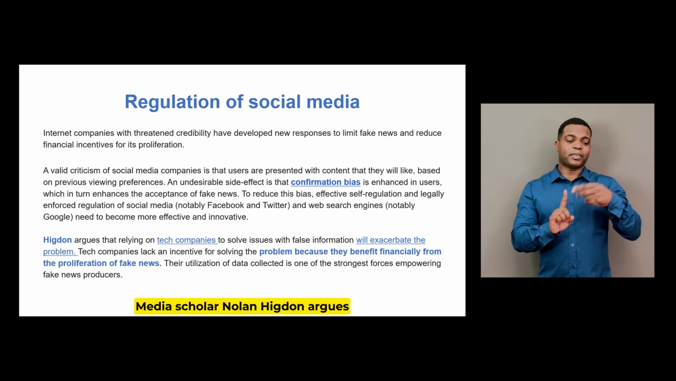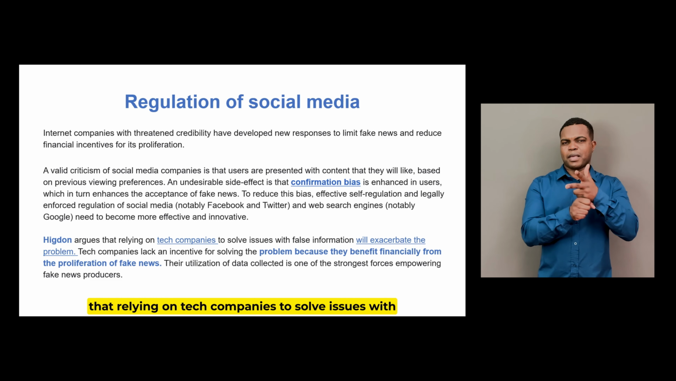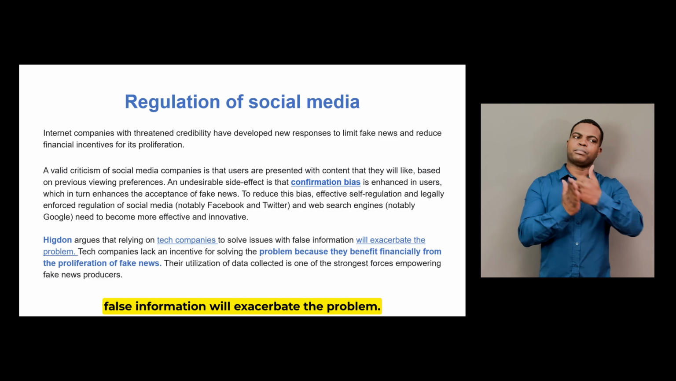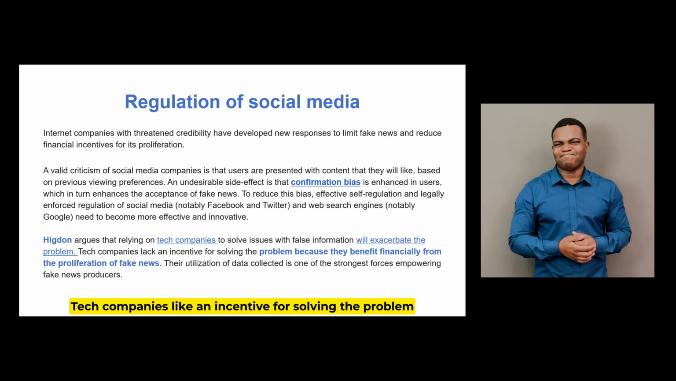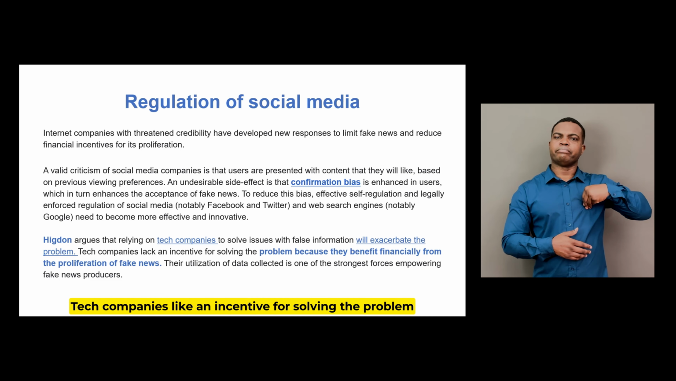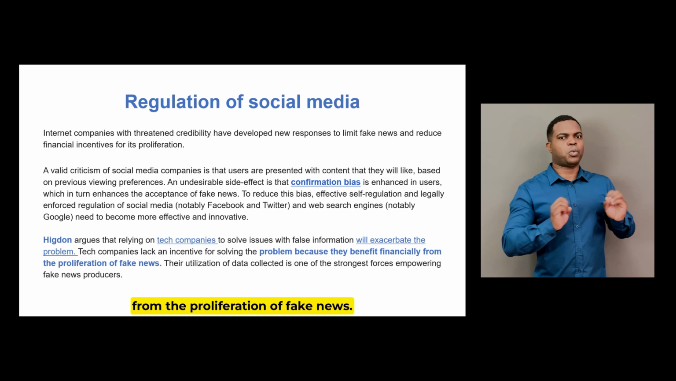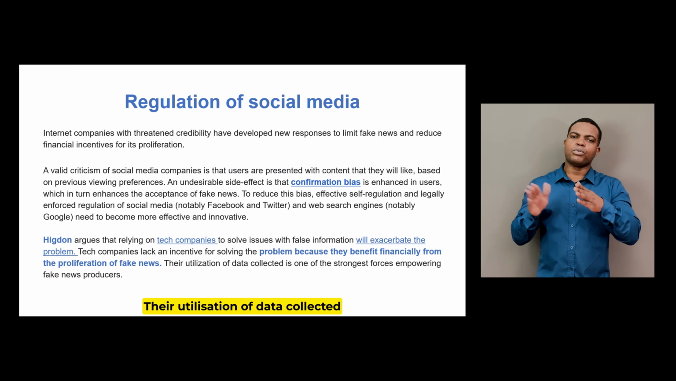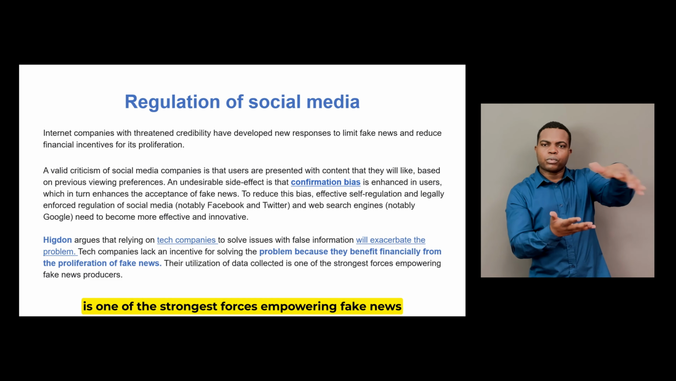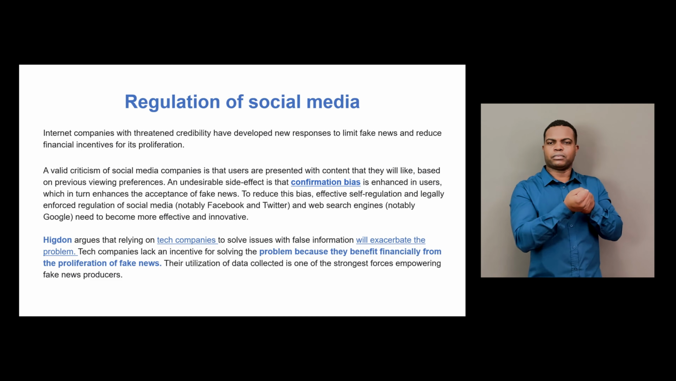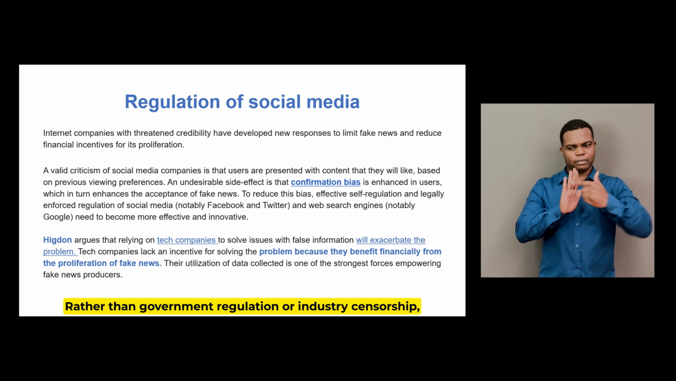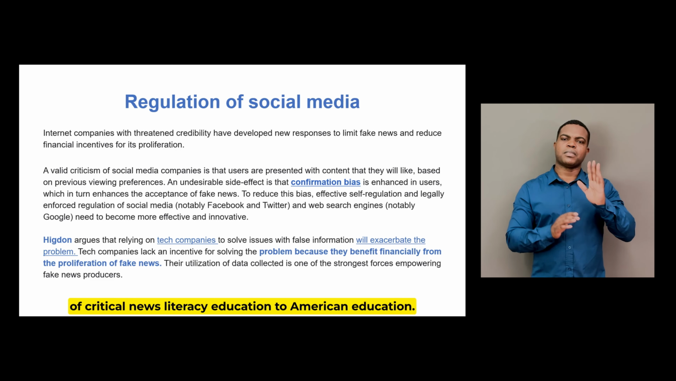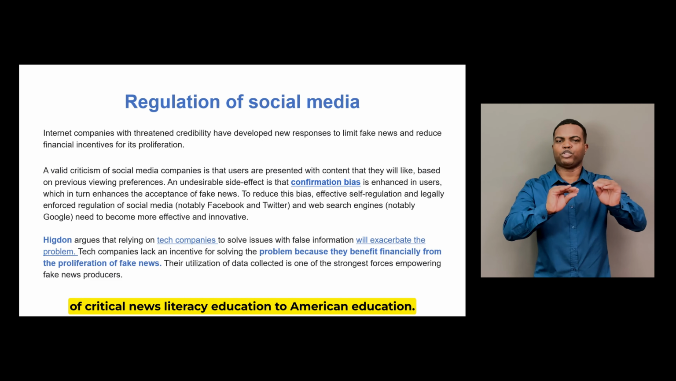Media scholar Nolan Higdon argues that relying on tech companies to solve issues with false information will exacerbate the problem. Tech companies lack an incentive for solving the problem because they benefit financially from the proliferation of fake news. Their utilization of data collected is one of the strongest forces empowering fake news producers. Rather than government regulation or industry censorship, Higdon argues for the introduction of critical news literacy education to American education.